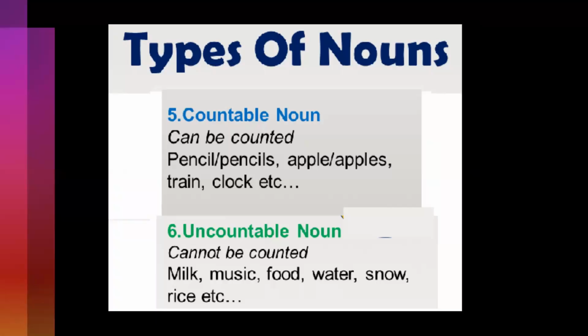But nouns could be countable or uncountable. A countable noun is that one that can be counted. For example, one pencil, two pencils, one apple, three apples. Or uncountable nouns are those that cannot be counted. For example, milk. You cannot say one milk or two milk. You can say a lot of milk or a little. Music, food, water, snow, and rice also are uncountable nouns.